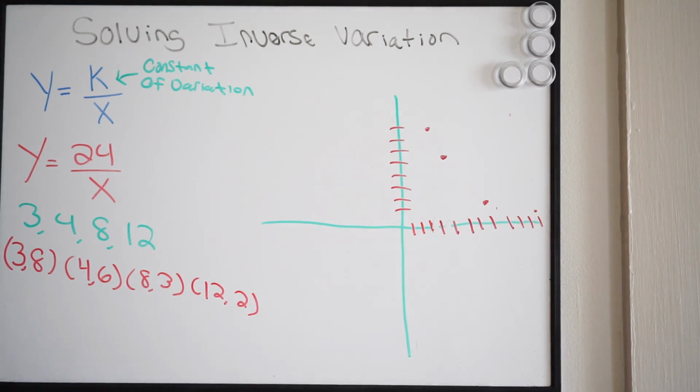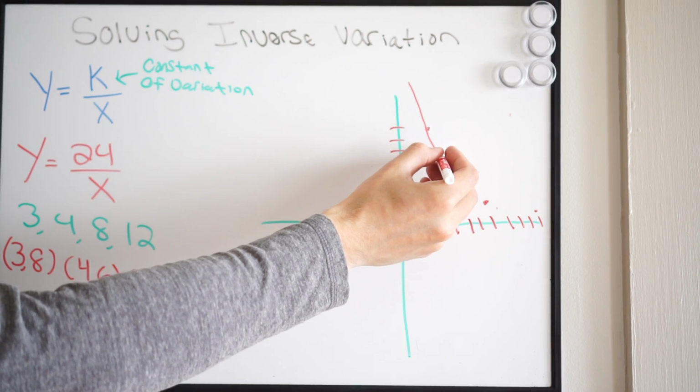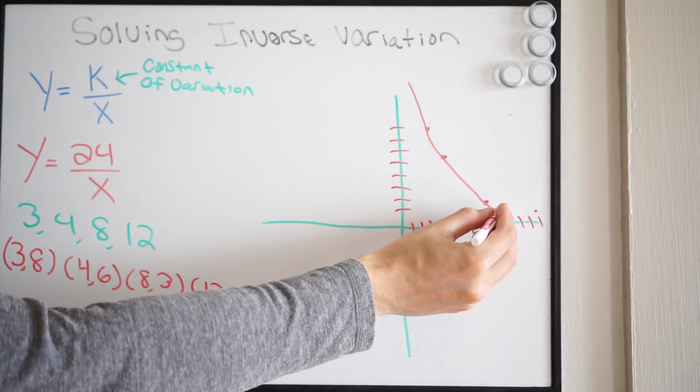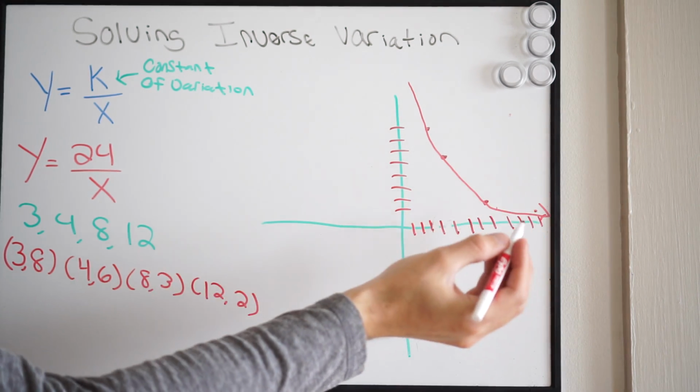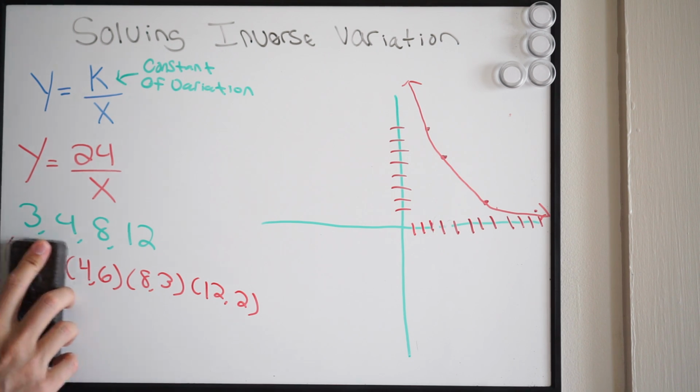Alright, so we can see what's happening. We're going to have a basic shape that looks something like this. Not the prettiest, but that's what it should look like. And now let's figure out, what happens when I make these x values negative? Instead of putting in 3, 4, 8, and 12, what if I make them negative? I'll get the other side of the graph. So let's go ahead and do that.